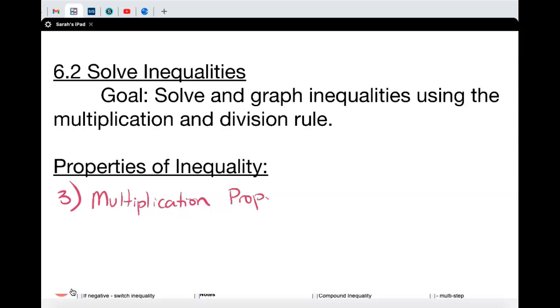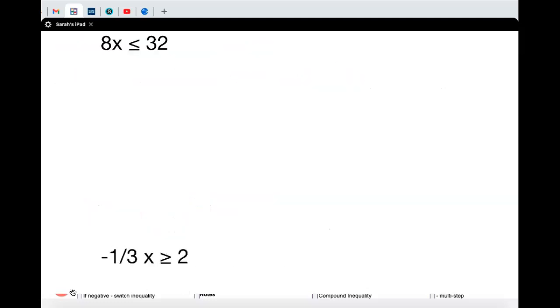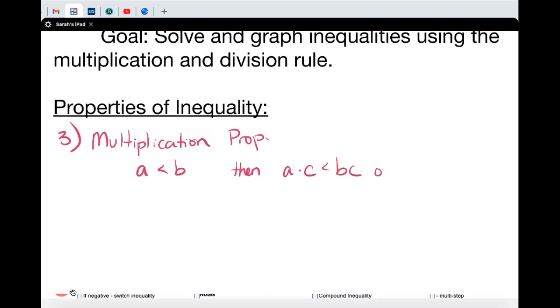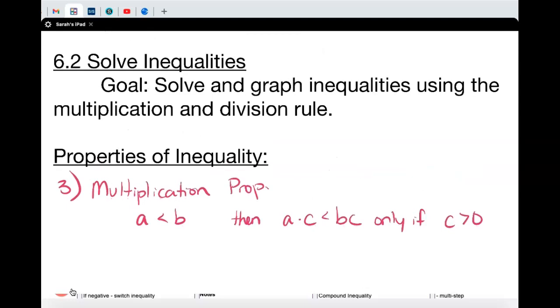So these are slightly different. There's an extra piece to it. So if A is less than B, it could be whatever inequality, I can multiply the same value to both sides. But there's a restriction. This is only if the C value is greater than 0. So basically we're saying it's a positive number.